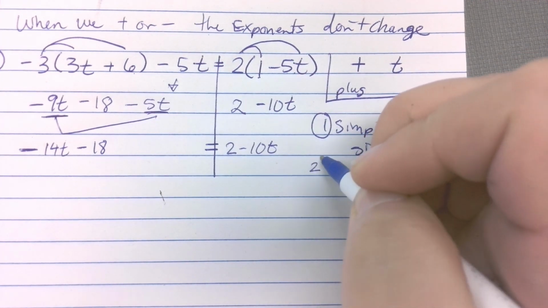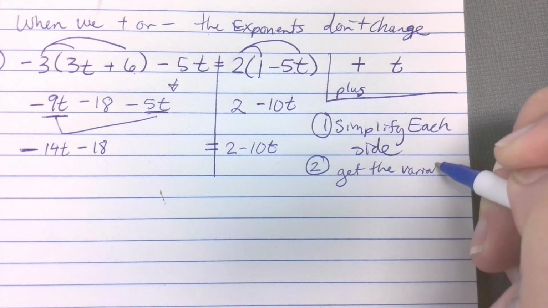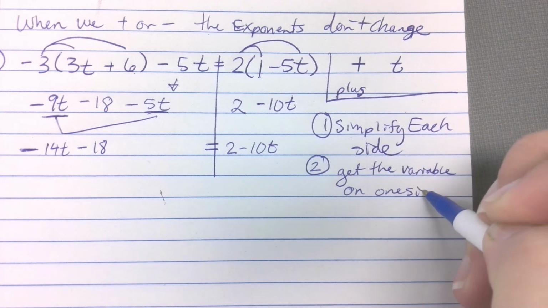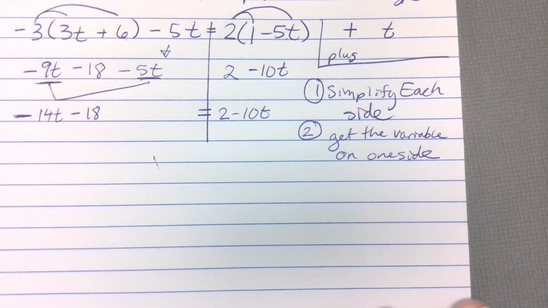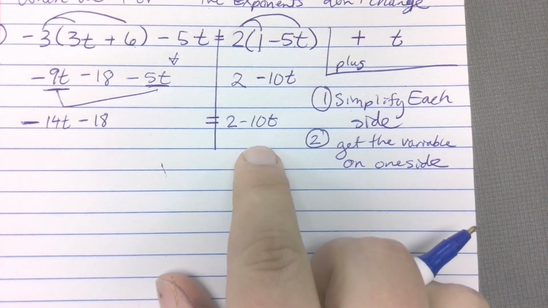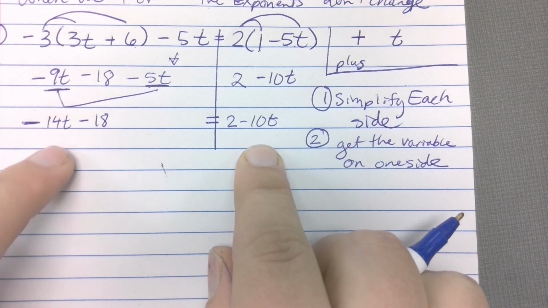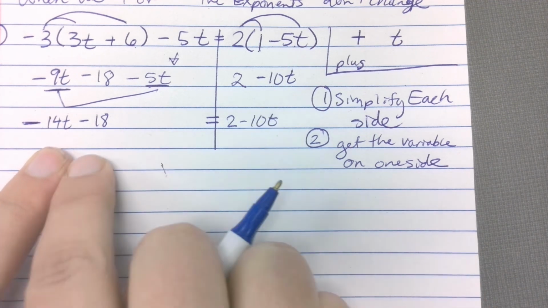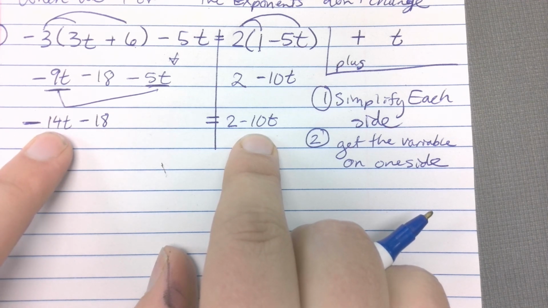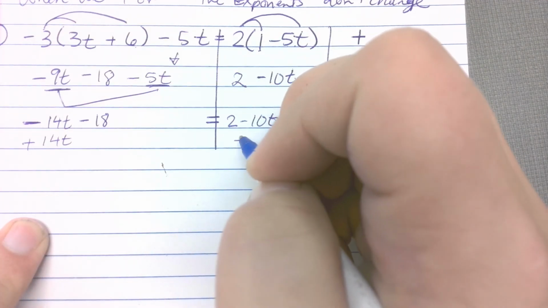Step 2. Get the variable on one side. Now, I always make it so that the variable's positive. So if I add 14t and 14t, would I get a positive answer? If I add 10t to both sides, would that make this positive? Can you guys see how if I add 10t, it would cross this one out, but this one would still be negative 4. So I'm going to move the t's to this side because I want to deal with a positive, not with a negative.